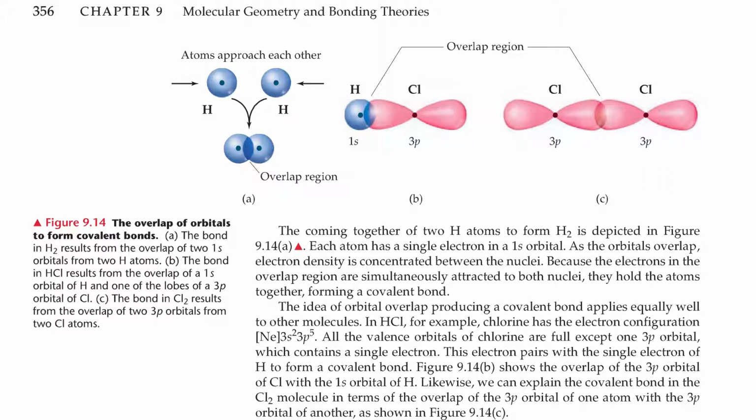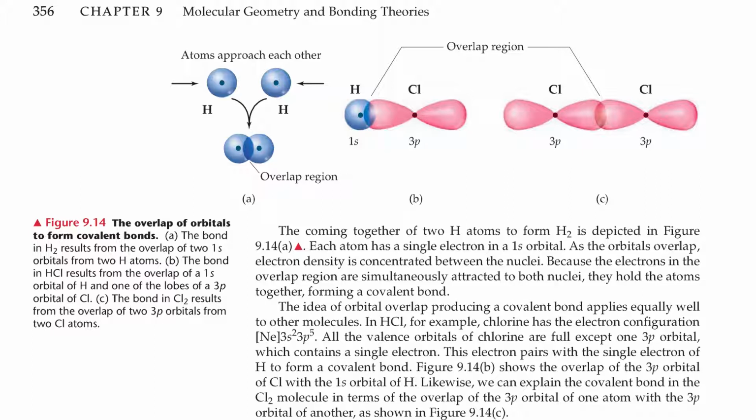In HCl, for example, chlorine has the electron configuration [Ne]3s2 3p5. All the valence orbitals of chlorine are full except for one 3p orbital, which contains a single electron. This electron pairs with the single electron of the hydrogen to form a covalent bond. Figure 9.14b shows the overlap of the 3p orbital of chlorine with the 1s orbital of hydrogen. Likewise, we can explain the covalent bond in the Cl2 molecule in terms of the overlap of the 3p orbital of one atom with the 3p orbital of the other atom, as shown in Figure 9.14c.